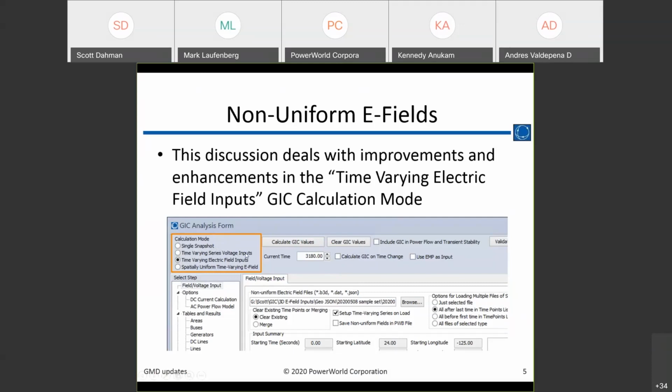The second mode can be used with uniform fields that vary by time. So at different time points, you can set up a different uniform field, or you can also have non-uniform fields be specified there.